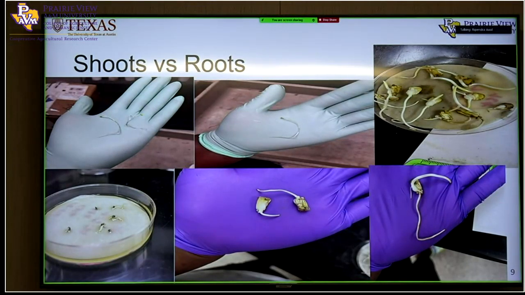So this is just an example of what's a shoot versus a root. You can use the mouse if you want. So this right here is the shoot, and then this will be a root. And the spinach is kind of hard to tell. So let's see, right here, if you can see the bend, that will be the root, and then the rest will be the shoot. And then right here, you can only see that these only have the roots.